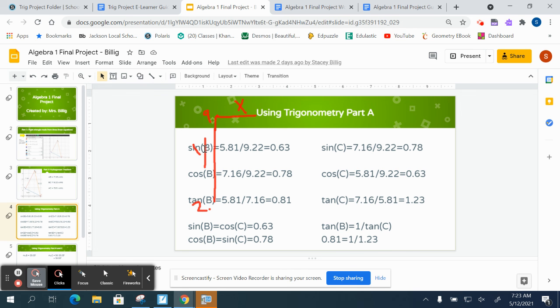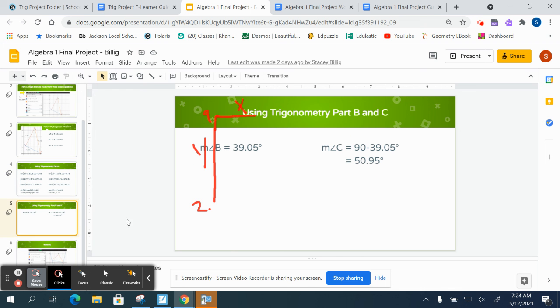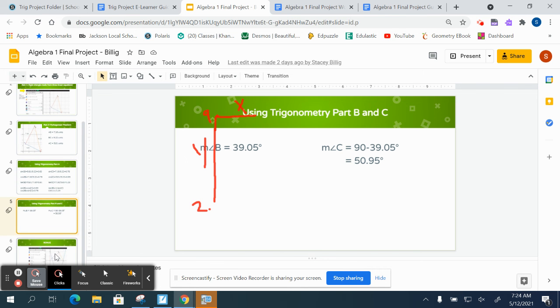Okay, so notice here I'm just doing the fractions, and then I find the decimal, round to 2 decimal places. And then I show that sine of B is cosine of C, 0.63, and then these two are the same, and these two are the reciprocals of each other. So that's what I mean, tangent of B equals 1 over tangent of C. And then you will do inverse functions to take the inverse of one of those to find the measure of angle B, subtract it from 90 to find the measure of angle C. And then there's a bonus question if you want to take a look at that.